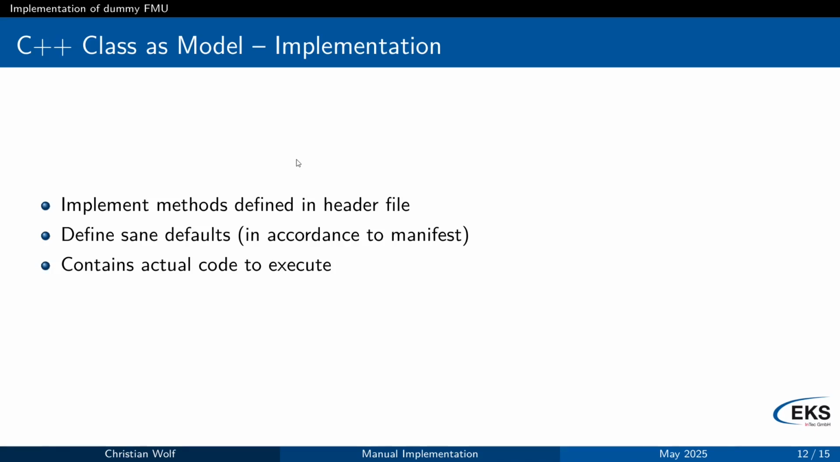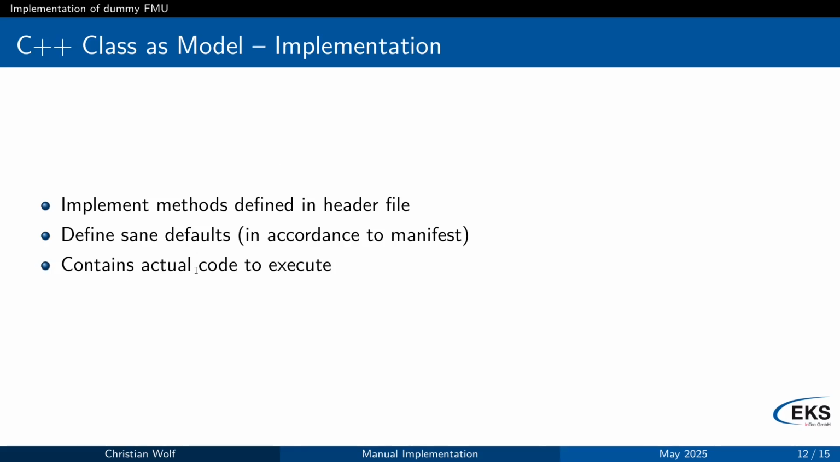And what's important there, these sane defaults must be in accordance with the manifest. So if the manifest defines that a certain parameter is starting at 1, for example, your implementation must also set this to 1. You are not allowed to just assume the simulation environment will set it. No, it will not. If the simulation environment detects it's the same value as expected, then it will not set it. So you have actually to keep them in sync.